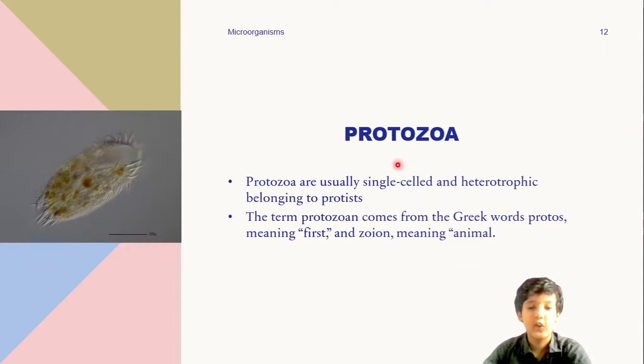Let us now take a look into protozoa. Protozoa are usually single-celled and heterotrophic organisms belonging to protists. Heterotrophic organisms are organisms that use organic carbon as a source of energy. All protozoans are eukaryotes and therefore possess a true membrane-bound nucleus. The term protozoan comes from the Greek word protos, meaning first, and zoon, meaning animal.